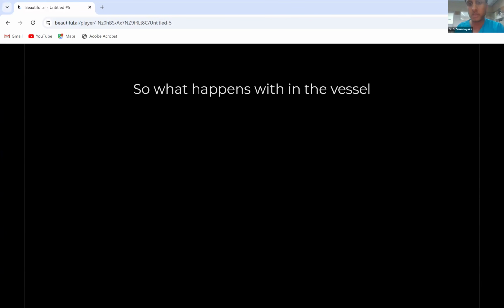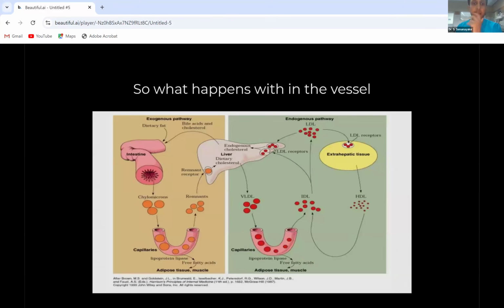So a little bit about what happens in the vessel. As you know, this is basic physiology and biochemistry. All of you who are health professionals would have gone through this. So just to recap what you already know, what we take as exogenous dietary fat comes in as chylomicrons. Chylomicrons are rich in triglycerides. With the help of lipoprotein lipase, they become chylomicron remnants, which are taken up by the receptors in the liver.